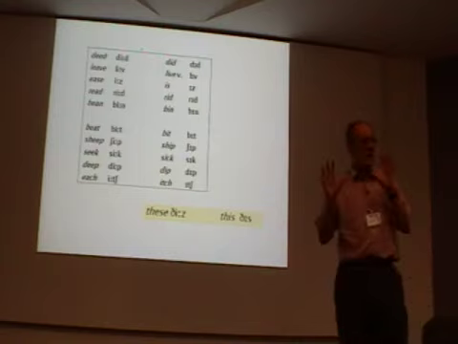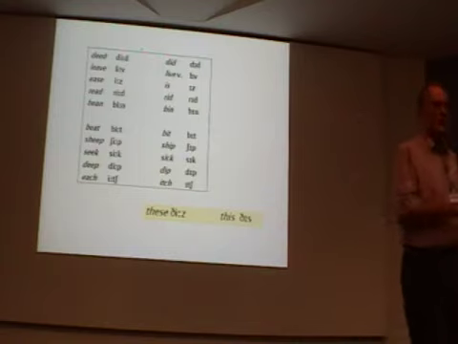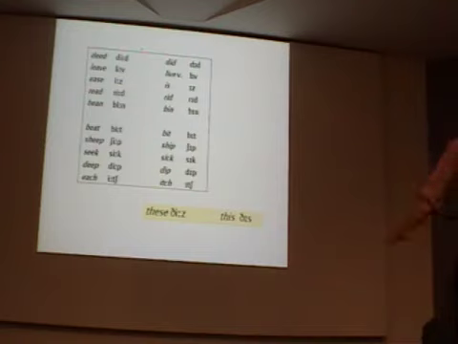Notice in those last ones that the important difference is not really duration. The important difference is tensity, quality. In beat, we've got E. In bit, we've got I. That's the crucial difference.